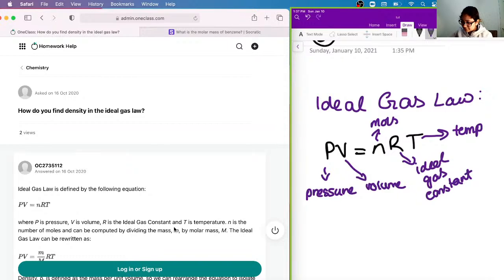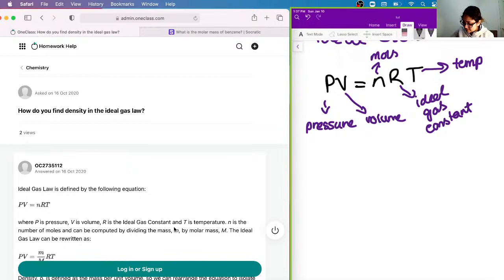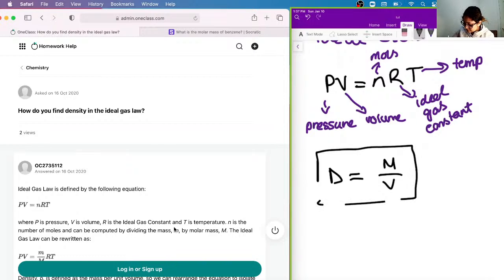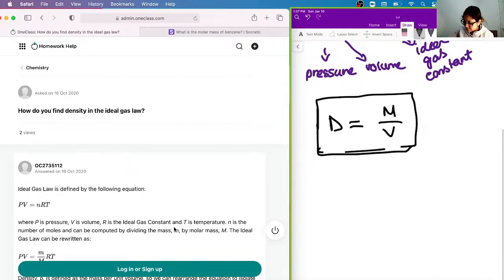And so what we're trying to find is density. If you guys recall, density has a formula which is m over v, right? Mass over volume. So we're trying to find density in terms of our ideal gas law. And so this is our main goal, right? So since we have PV is equal to nRT, just write this here.